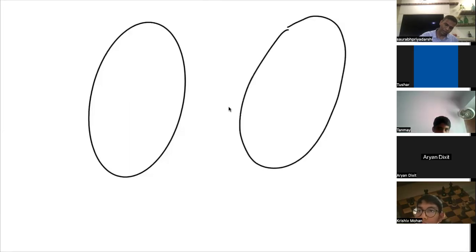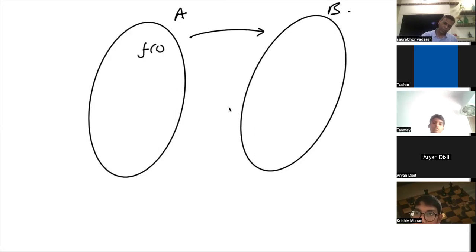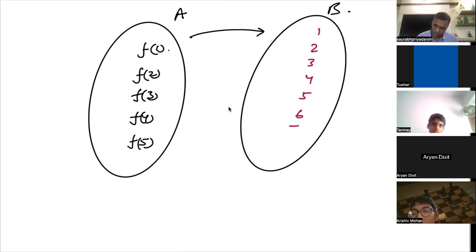There are functions given in such a way, from set A to set B, a function or mapping is there. In function F, this is F1, F2, F3, F4, and F5. 5 numbers are given. And in set B, it is given 1, 2, 3, 4, 5, 6, 7, and 8.